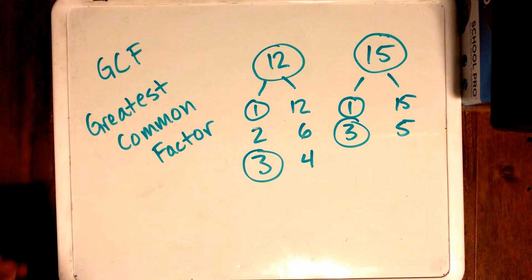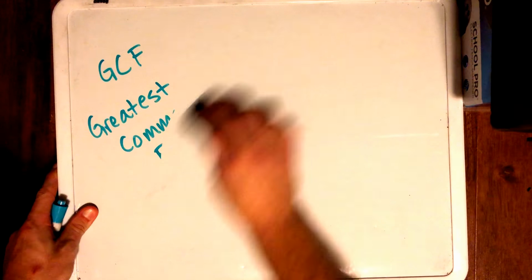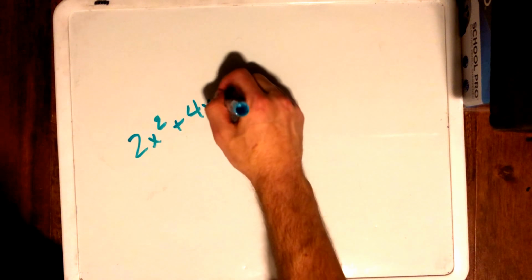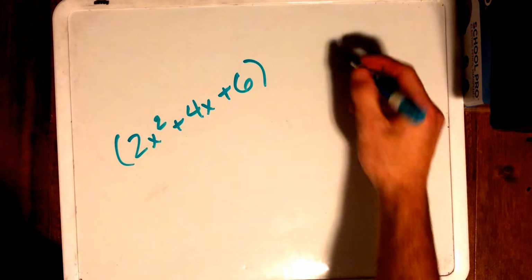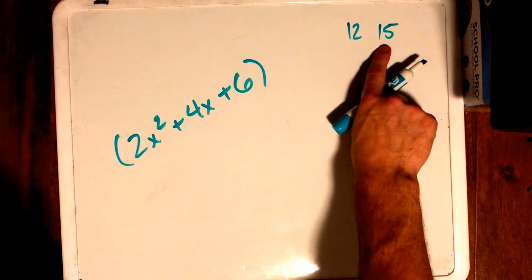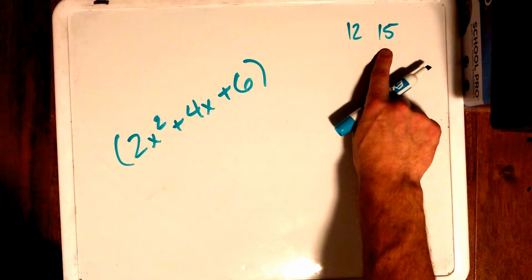The way that we're going to want to use this with what we're learning with polynomials is to simplify these polynomials, or factor them. This is one of the strategies that you can use to factor polynomials. So let's say I had 2x squared plus 4x plus 6. What we just did is we looked at two numbers, 12 and 15, and we wanted to see what the greatest common factor was between them. We wanted to see what the biggest thing that they had in common was.